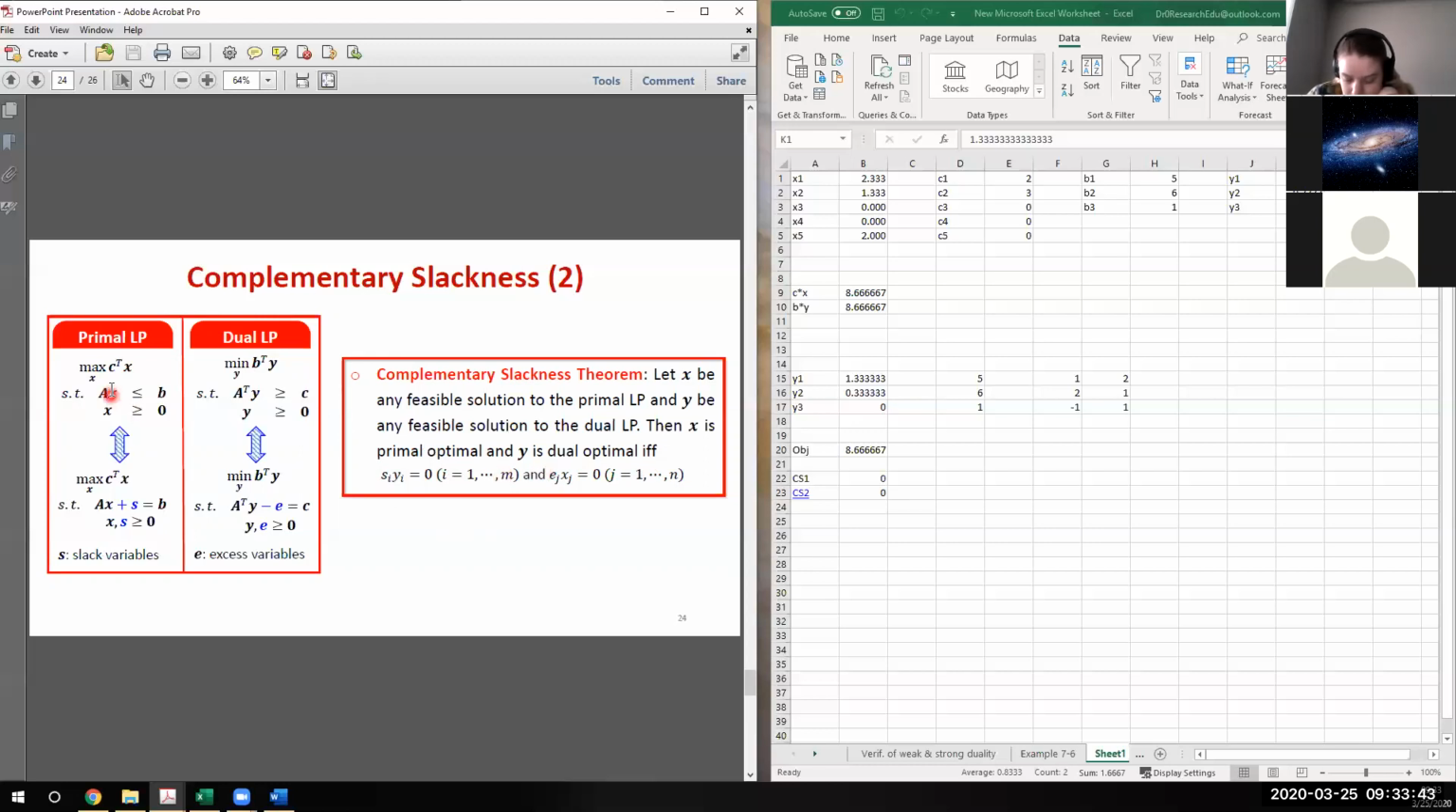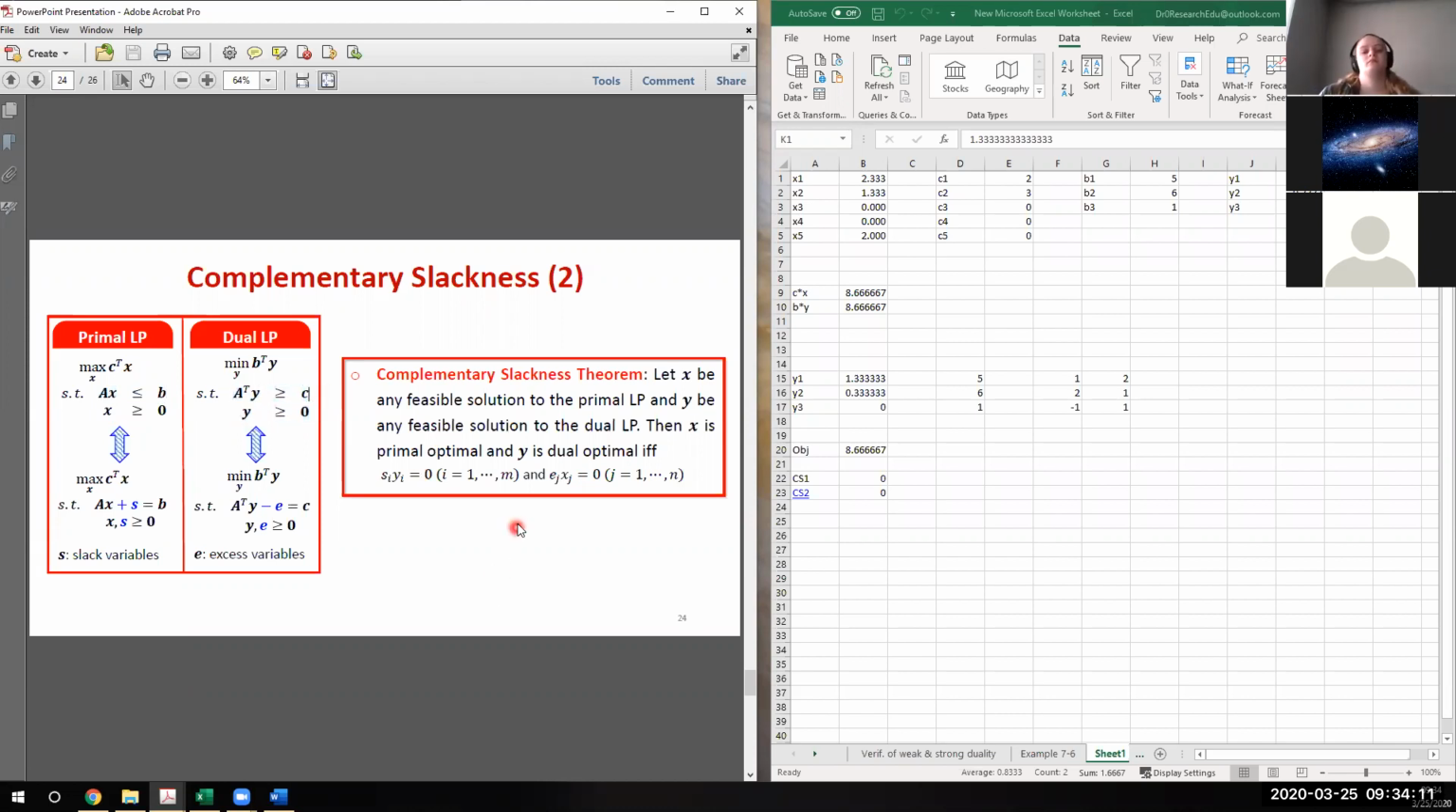M means how many constraints I have in the primal LP, and N means how many decision variables I have. So N is the dimension of X. Correspondingly, because a constraint in the primal LP is corresponding to what? Is corresponding to a dual variable. So that in the dual LP, I must have what? I must have M variables and N constraints.